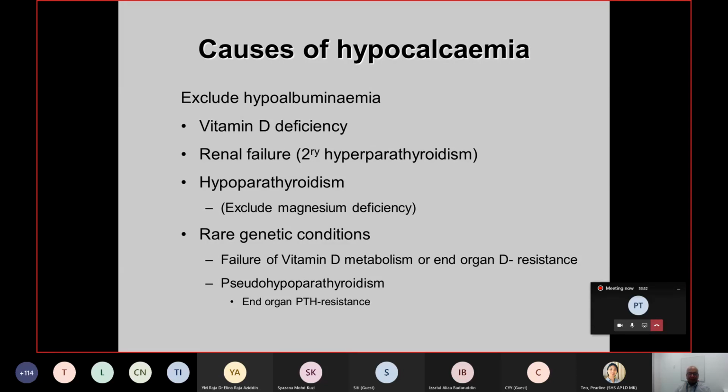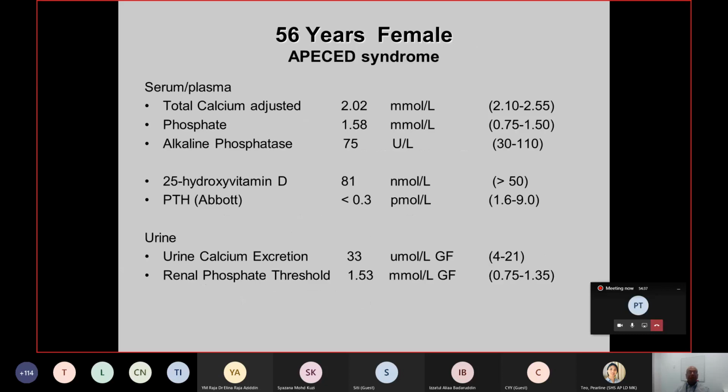not as common, and always exclude magnesium deficiency, because in magnesium deficiency, parathyroid secretion as well as parathyroid action is opposed by magnesium deficiency. So in these cases, if there is magnesium deficiency, then it should be corrected, because sometimes it normalizes the calcium and PTH action. I won't go into the rare genetic conditions which can lead to vitamin D metabolism disorders or end organ resistance, as well as pseudohypoparathyroidism, which is an end organ PTH resistance.